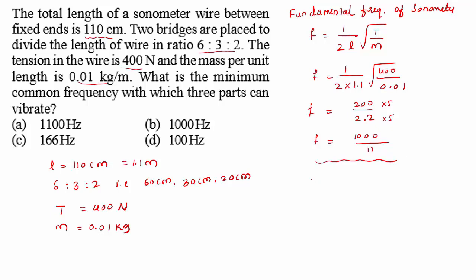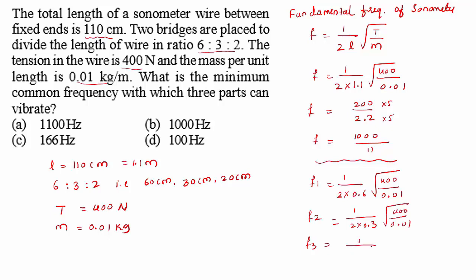Similarly, for these three ratios, F1, F2 and F3, we can calculate similarly here. F1 equals 1 divided by 2 into, here it is 60 centimeter, that means 0.6, into root of 400 divided by 0.01. Similarly for F2 and F3, calculate the values. 1 by 2 into 0.3, remaining is same, 400 divided by 0.01. And here 1 divided by 2 into 0.2, root of 400 divided by 0.01.